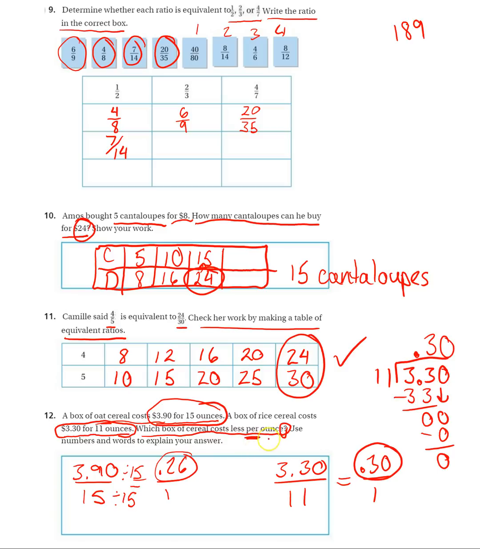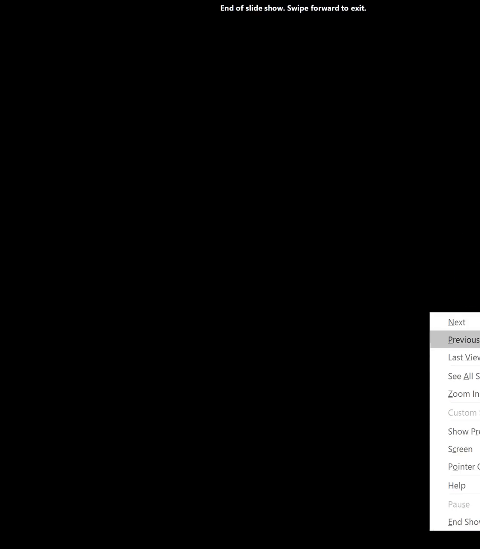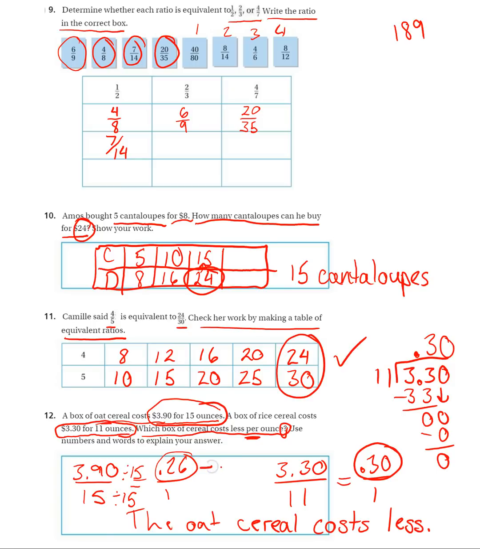So which box of cereal costs less per ounce? The oat cereal costs less. And I can label this. This is my oat cereal. And this is my rice cereal.